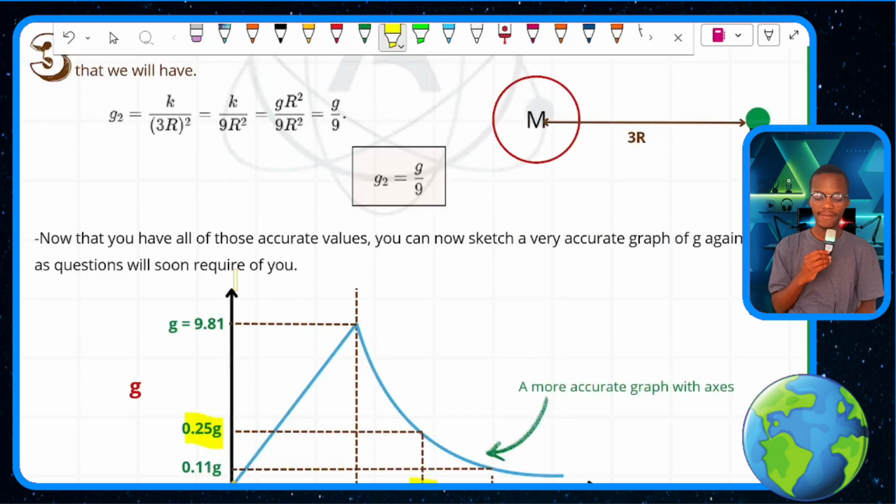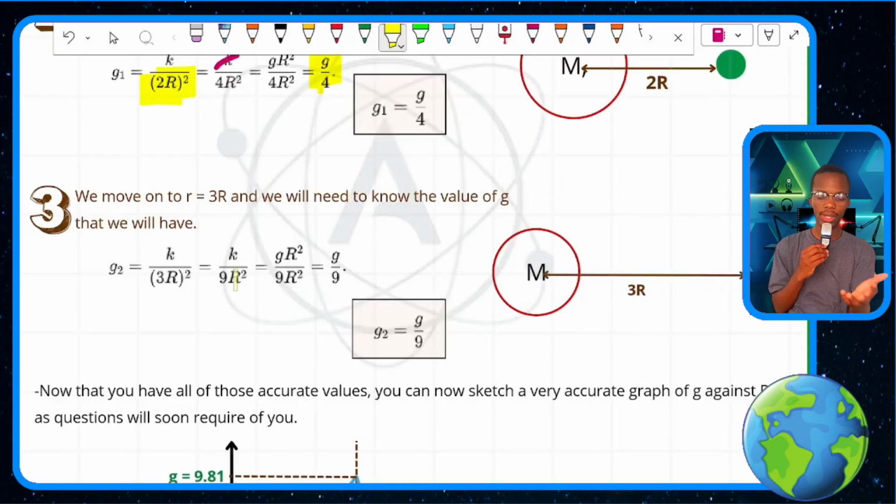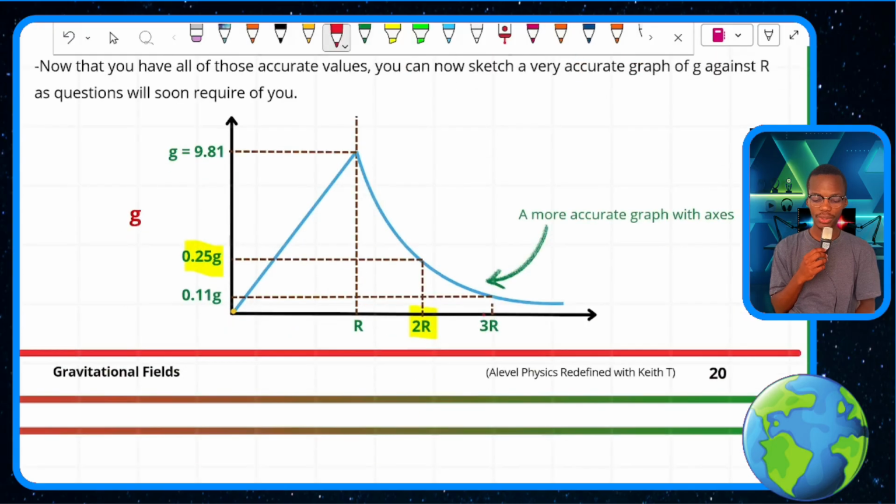Okay, so at the value of 3r, the same logic, k over 3r squared. That's 9r squared. The value of k is g over r squared. r squared and r squared cancel out. So we're left with g over 9, which is 0.11111 g. Okay, so now you can see that 0.11 g aligns with 3r, which is over here. So essentially, that's how you're going to plot this graph.